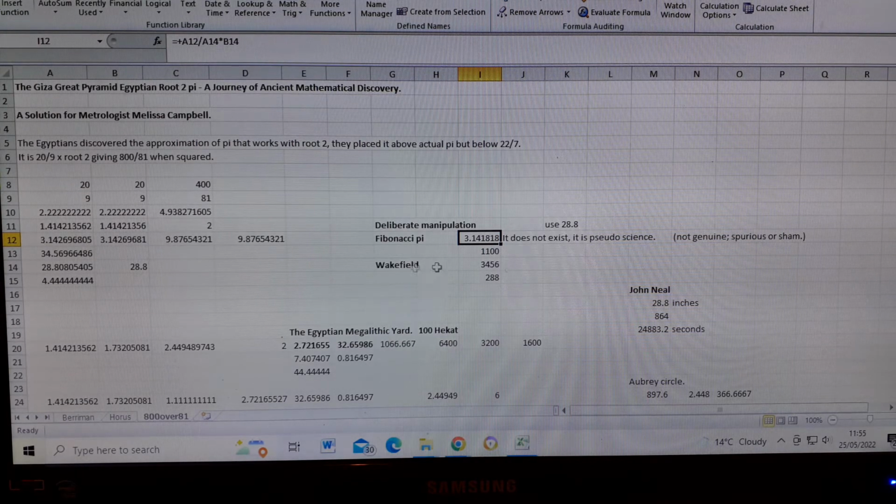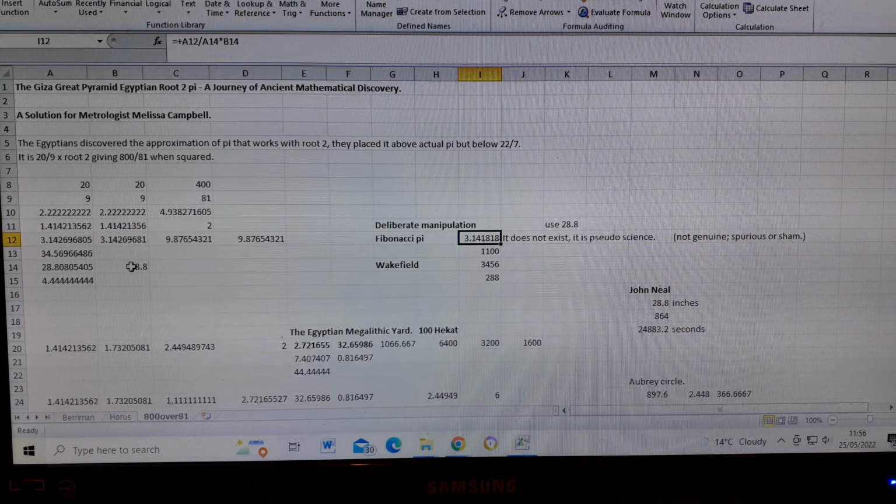Well, I got this calculation from Jim Wakefield. He showed me that when the diameter is 1100, the circumference is 3456. And when I looked at that circumference, it's 12 times 12 times 12 times 2, so it's 12 cubed times 2. And this is what these people were doing. They were putting cubic units into straight line measure. And this 3.14181818 we also get off Harry Sivertson and also from John Neal and John Michel.